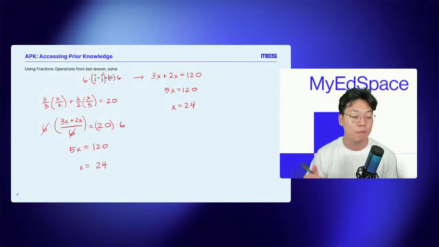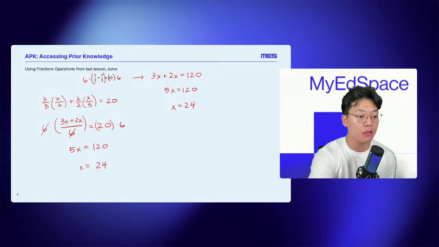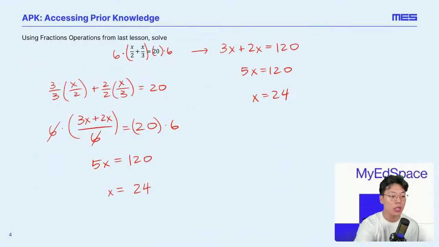Okay. I forgot to change my screen mode so that you can see my screen better. There we go. Hopefully that's better. And that's how we will be solving these first couple problems.